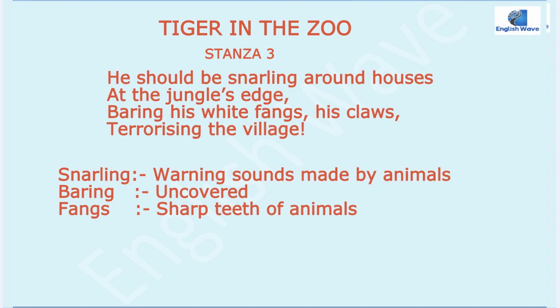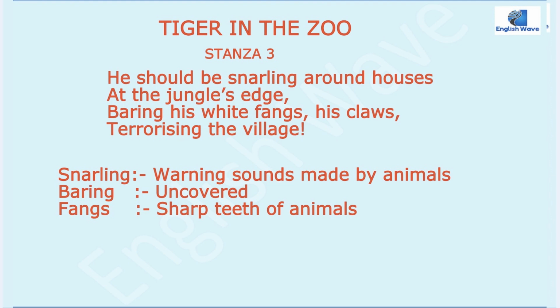He should be snarling around houses at the jungle's edge, bearing his white fangs, his claws, terrorizing the village. Snarling here means warning sounds made by animals. जैसे एनिमल्स भयानक सी आवाजें निकालती हैं, वो एक तरह का वार्निंग साइन होता है एनिमल का। And bearing means uncovered, which is not covered. Fangs here refers to sharp teeth of animals.